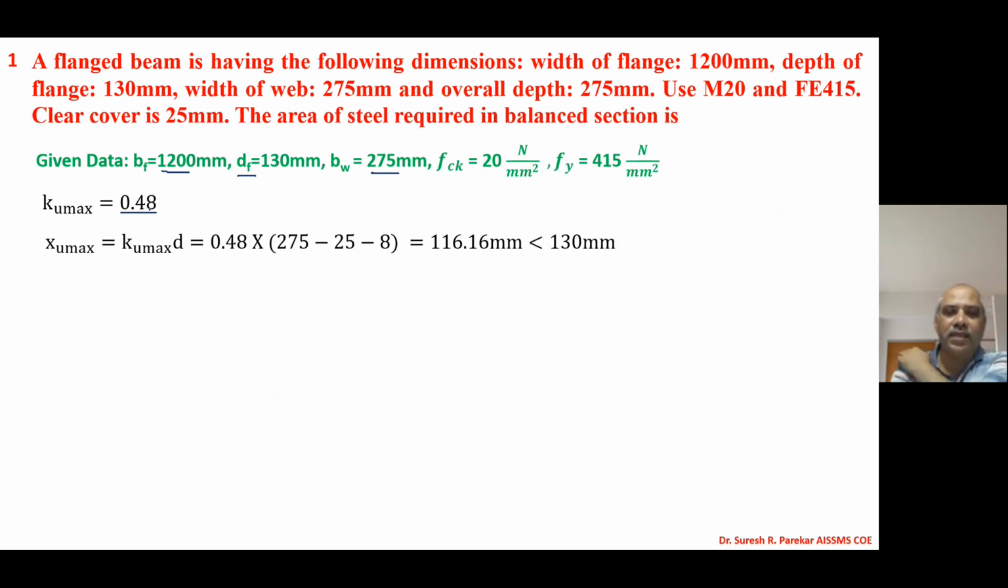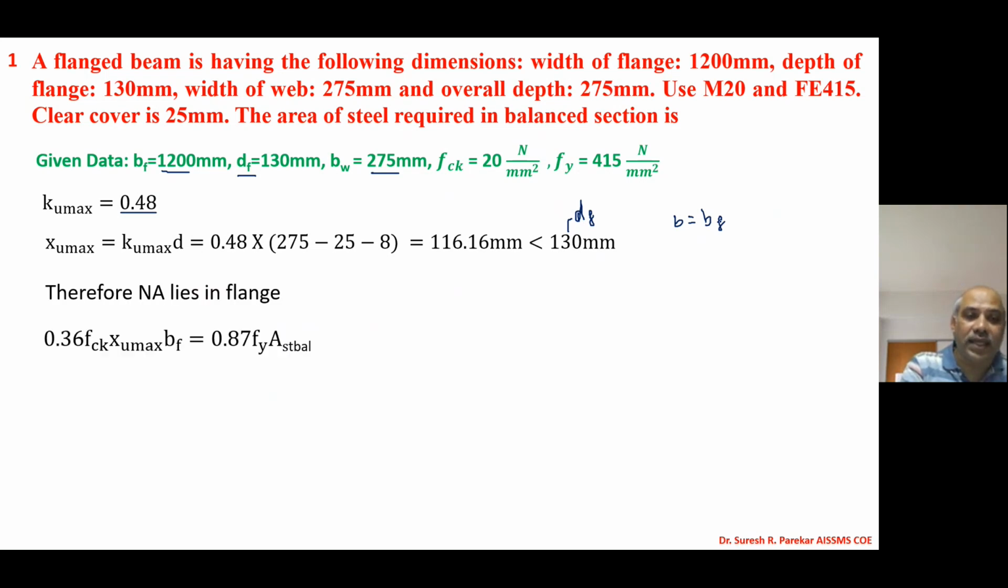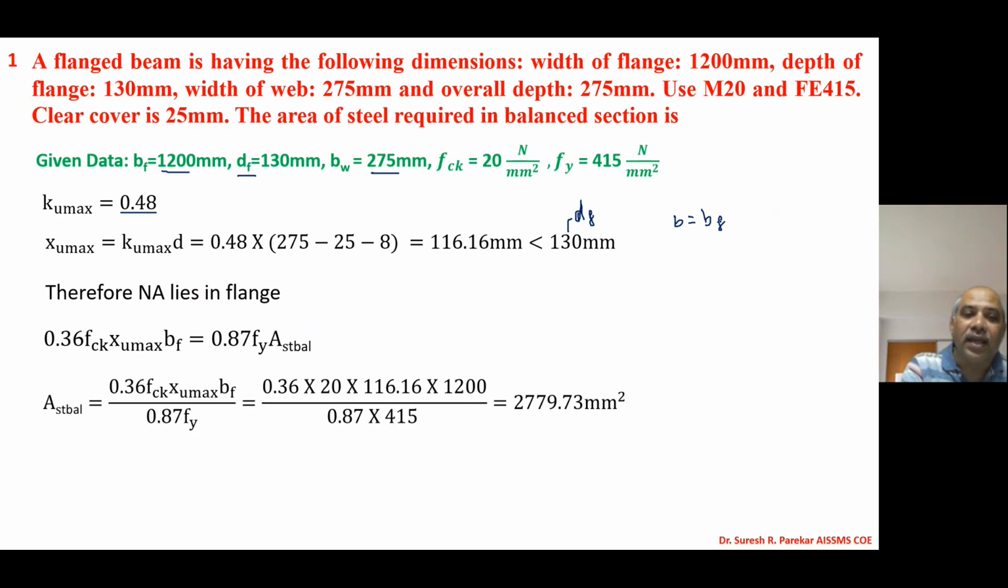And then we have XU max 116.16, less than 130. This is my depth of slab, or this is my depth of flange, and my depth of flange is greater than this. So our whole flange, our T-beam, will act as a rectangular section with B equal to BF. Therefore the neutral axis lies in the flange, and then we have XU max, because we have to go for balanced, and there we have to use XU max, and from this we will get this value as 2779.73 millimeters square. So this is one type of problem that may be asked in examination.